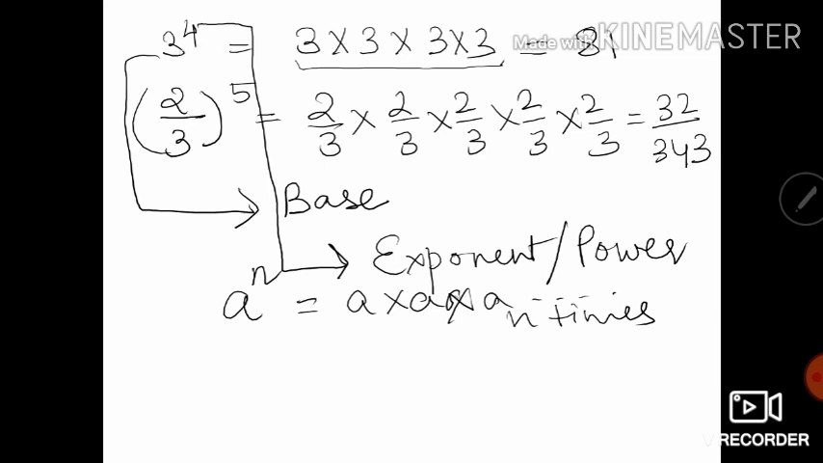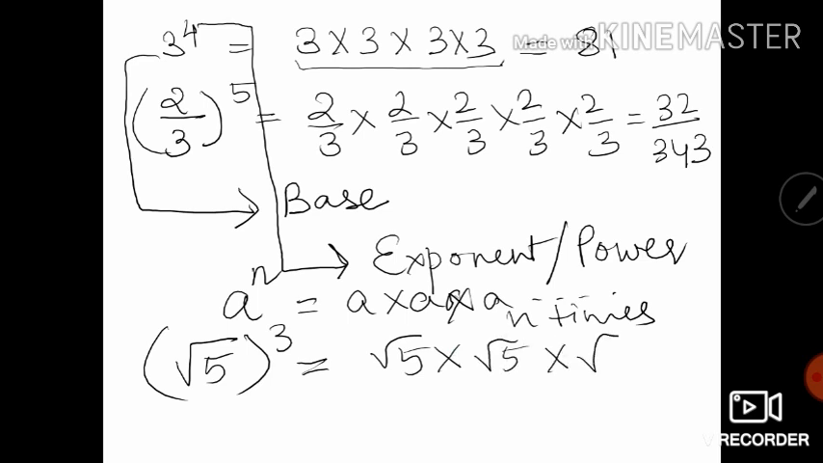In these two examples, the base is a rational number. Can the base be an irrational number as well? Yes, we have come across numbers like root 5 to the power 3, which can be written as root 5 into root 5 into root 5, which is 5 root 5. So the base can be rational as well as irrational, which means the base can be a real number. What about the exponent? In these examples, the exponent is a positive integer.